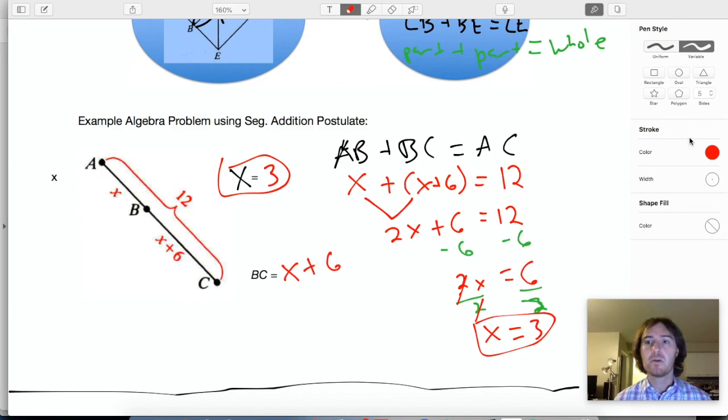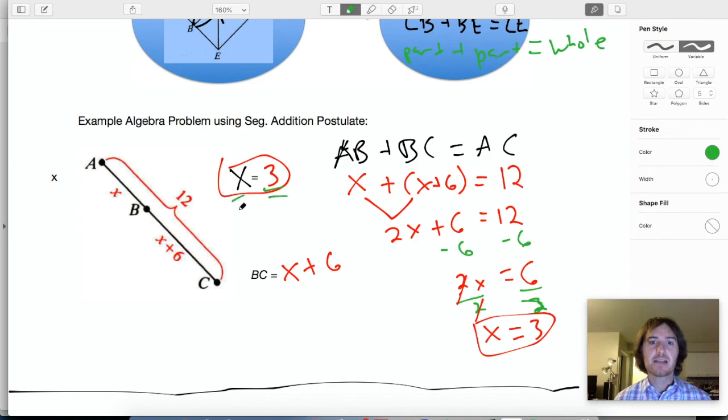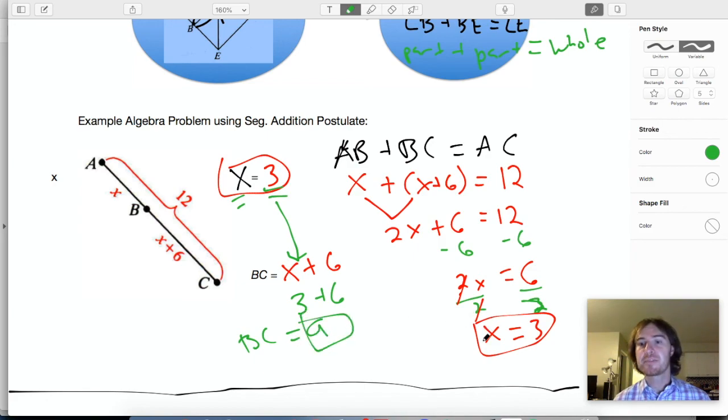So what we're gonna do is take this 3 here, because that's what x equals. Okay, x equals 3, and let's drop it in for x down here. So we're gonna get 3 plus 6, and BC equals 9. And I'm hoping you got the same thing that I got in both of them. This example's in the book too. Please check it out if you get a chance.